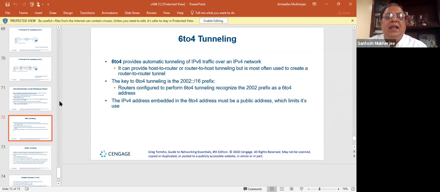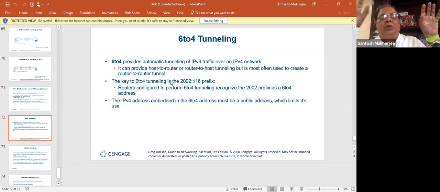6to4 tunneling provides automatic tunneling of IPv6 traffic over the IPv4 network. It can provide host-to-router and router-to-host tunneling, but is often used to create a router-to-router tunnel.